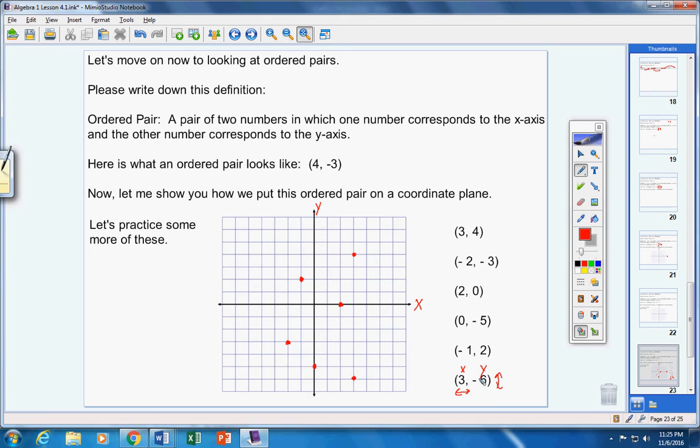Now, if you want to start with a negative 6, start here and go down 6, 1, 2, 3, 4, 5, 6, and then positive 3, 1, 2, 3. Either way, you get the same plotted point.